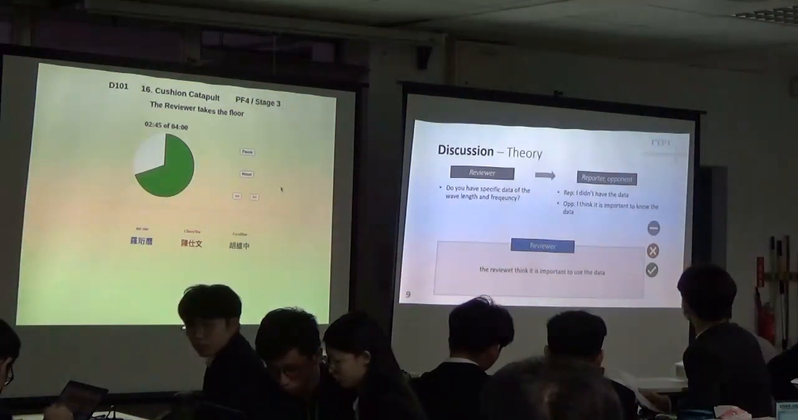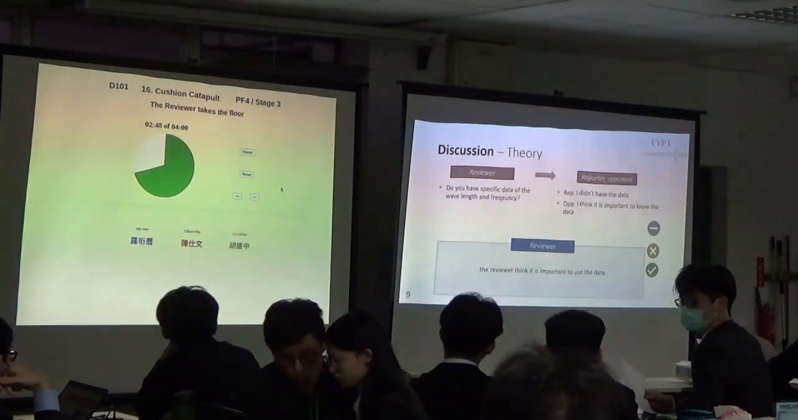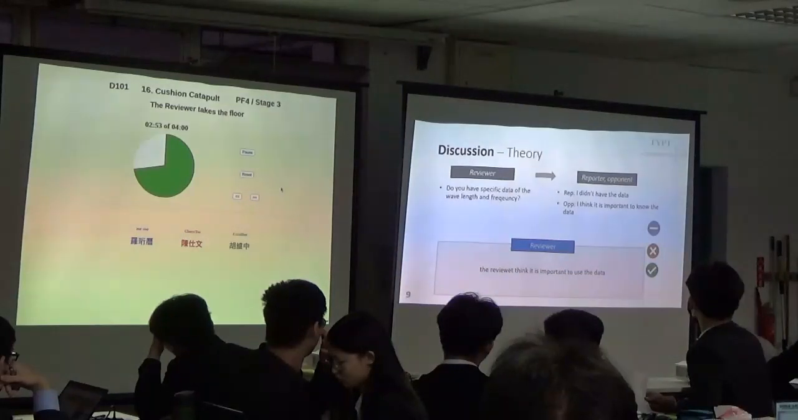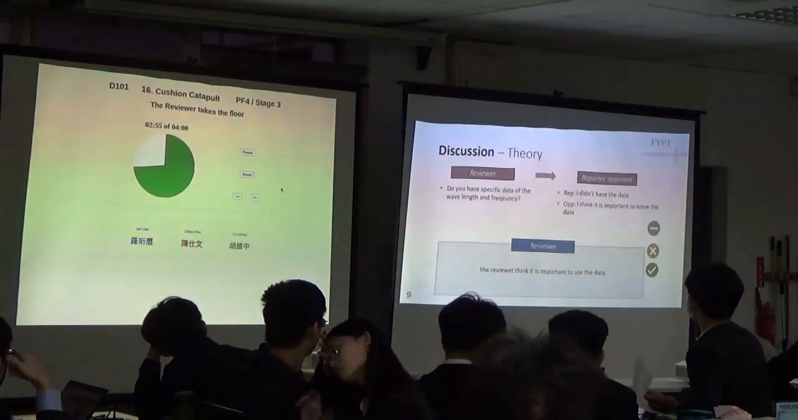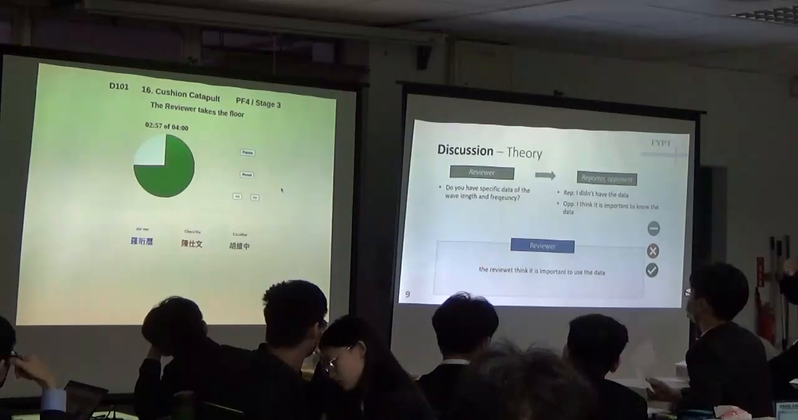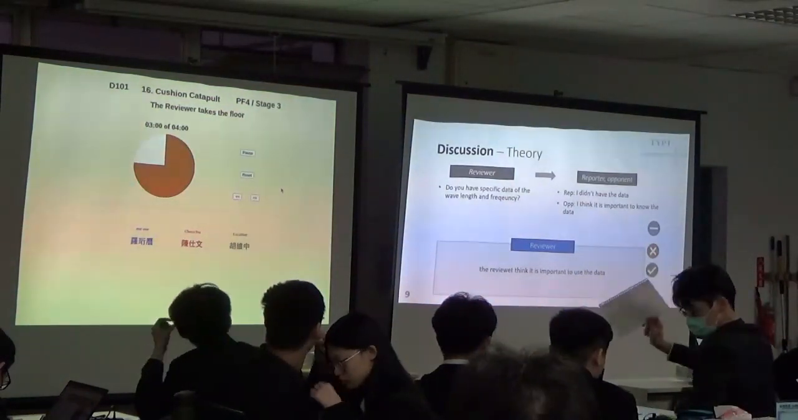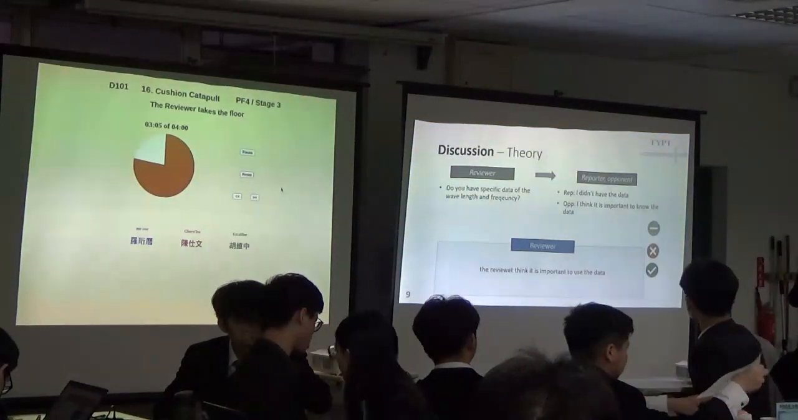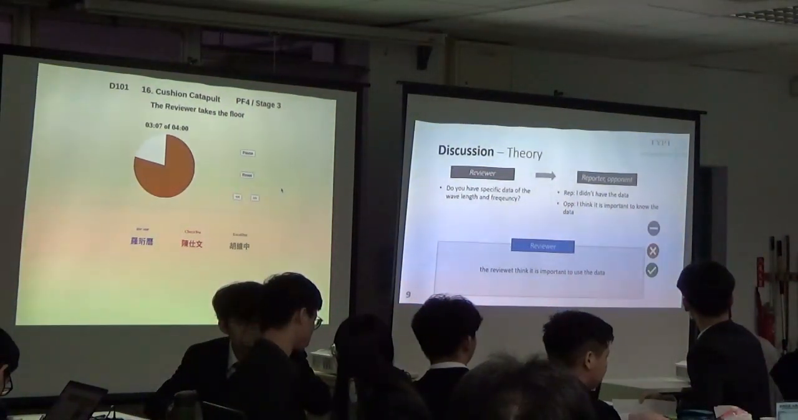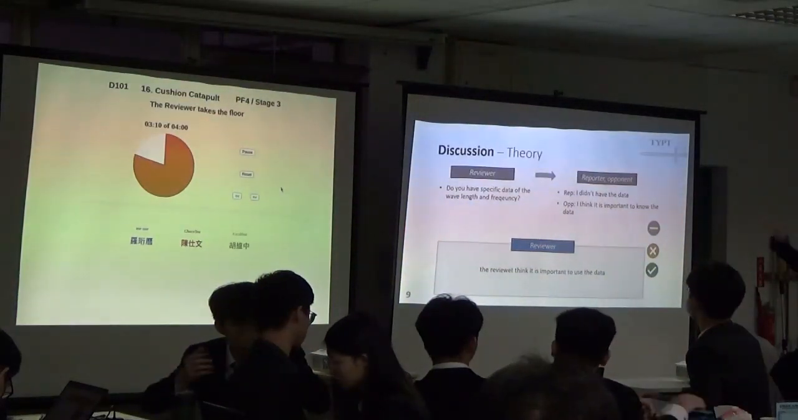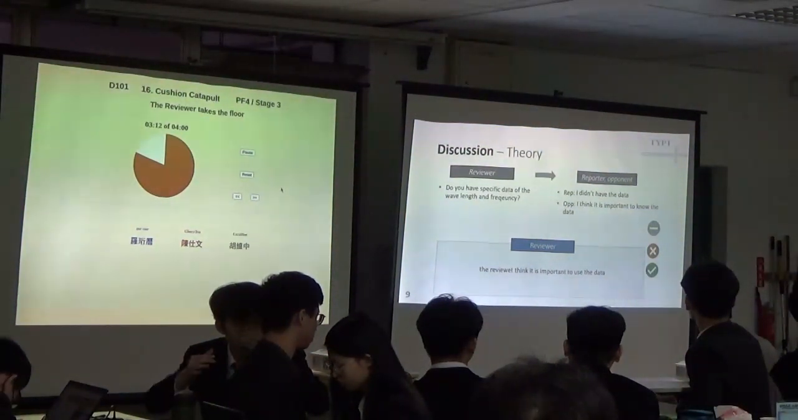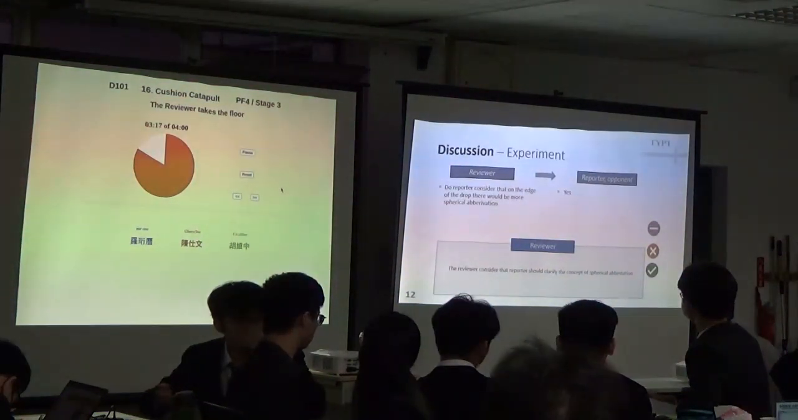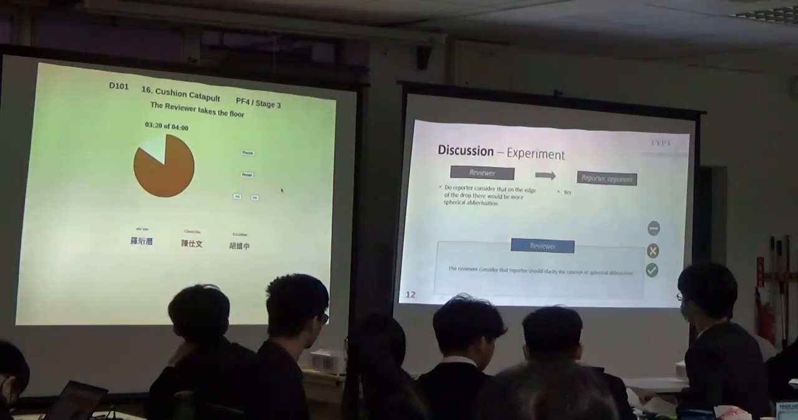And I asked, do you have the specific data of the wavelength and frequency? And the reporter said that they didn't have the data. And the opponent said that they think it's important to know the data. And I think it's important to use the data because they mentioned that the wavelength and frequency would alter and affect the result. But they didn't have the exact data to calculate the theory line. But somehow they got the theory line. So I think this is really good. And I asked whether the reporter considered the edge and the drop.